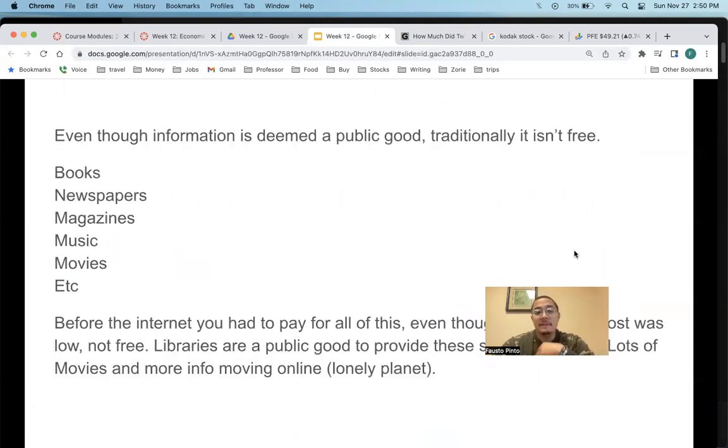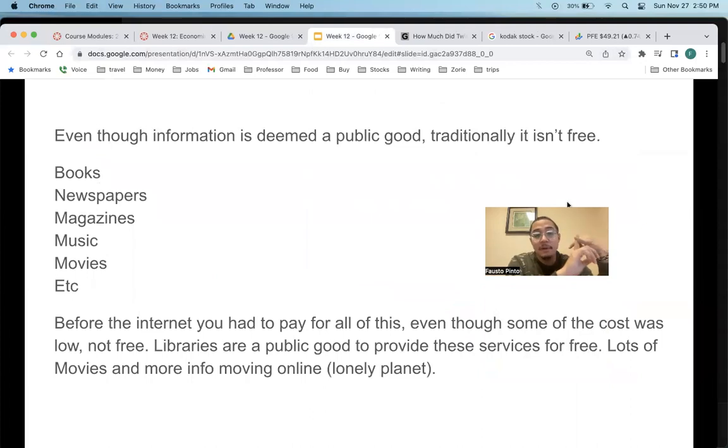So even though information is deemed a public good, traditionally it isn't free. Think about it. We have to pay for books, newspapers, magazines, music, movies, etc. And that's where libraries come in as a public good. The government, the local town, the cities subsidize it with your tax money. They take your tax money and invest in libraries that are a public good.